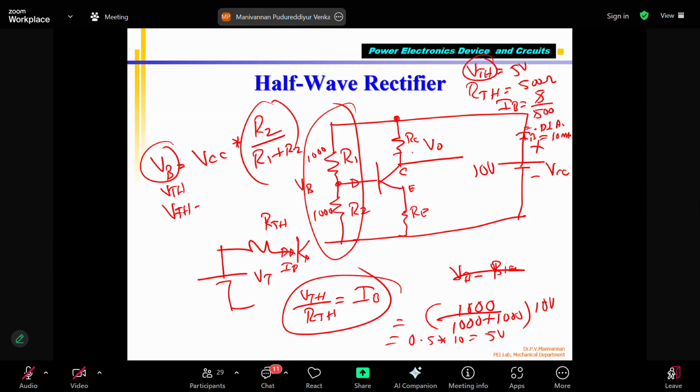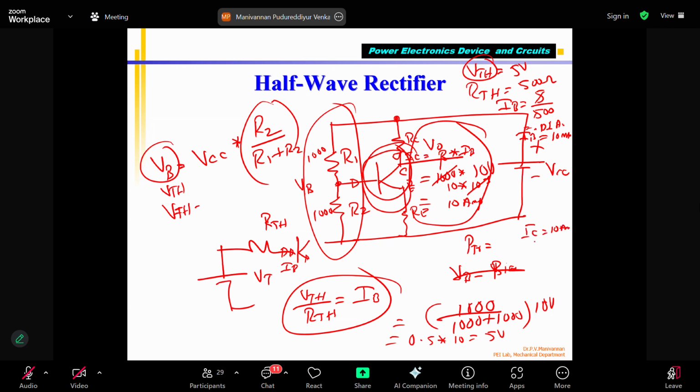So what will be the IC? IC equals beta into IB. Beta is 1000, into 10 into 10 power minus 3. 10 power minus 3, 1000 goes, so 10 amps current should go. That means 10 amps current will flow inside the collector to emitter. The circuit will be closed. Then what will be the power dissipated across the transistor, PTR, due to the current IC? IC equals 10 amps.